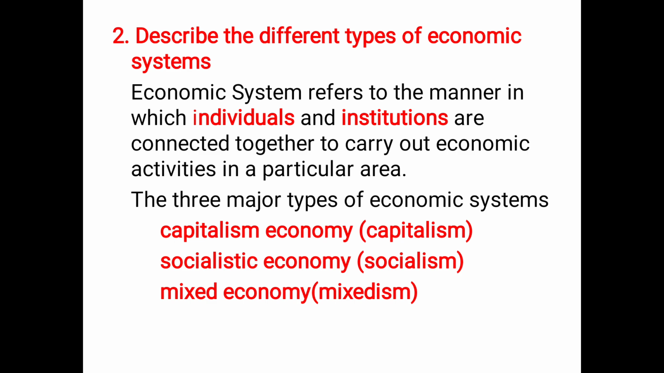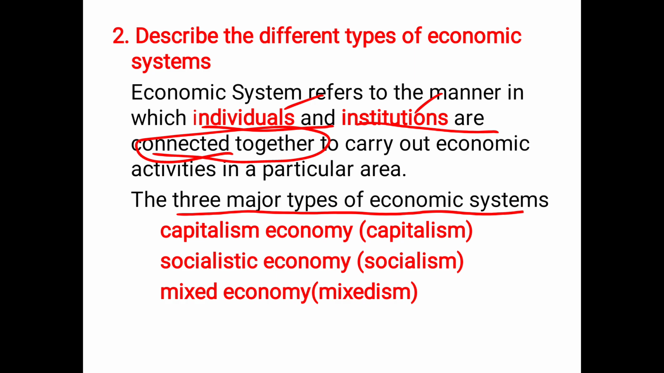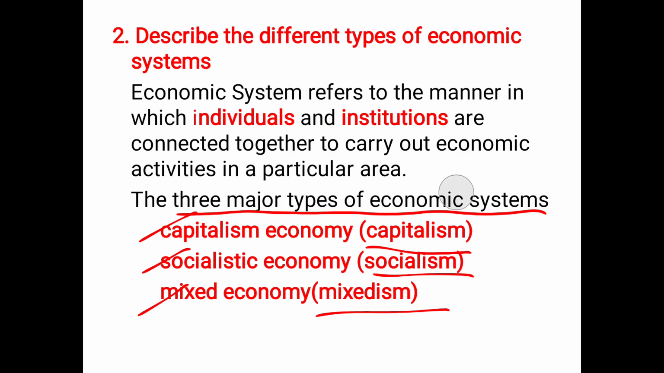Next one is, describe the different types of economic systems. The different types of economic systems refer to the manner in which individuals and institutions are connected together. And what do these institutions study about? The major three types that we have are capitalist economy, socialist economy and mixed economy, otherwise known as capitalism, socialism and mixedism. So this is the second question.